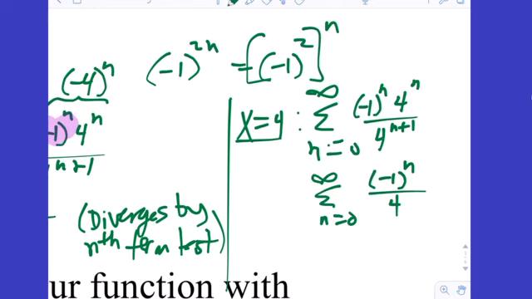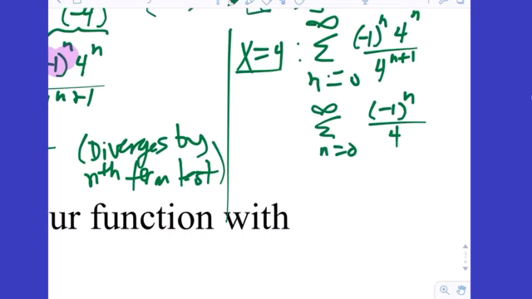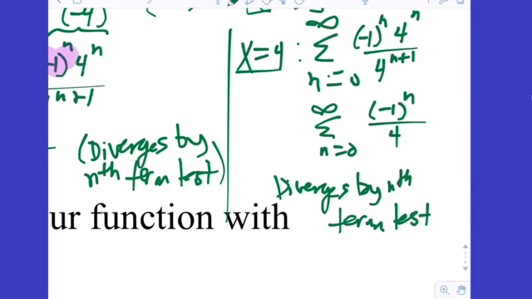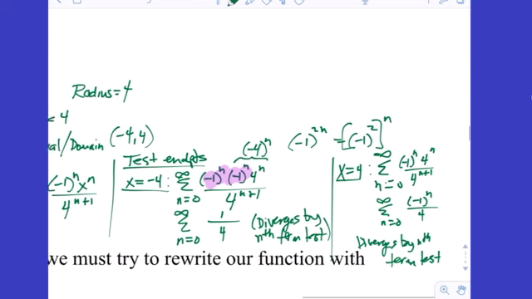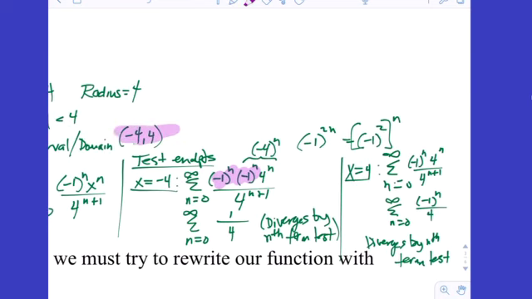Now what happens to that? You get 1/4 minus a 4th, plus 1/4 minus a 4th, plus 1/4 minus a 4th. That also does what? That diverges, again, by the nth term test. And so, as we concluded before we even did all that extra work, it does not converge at either endpoint.